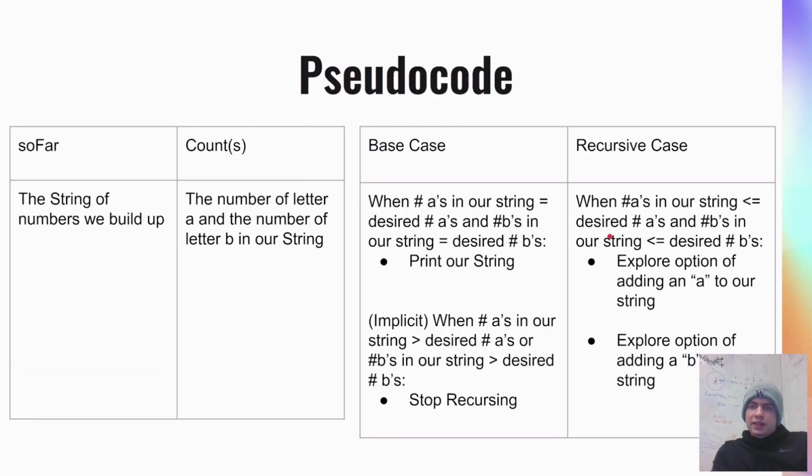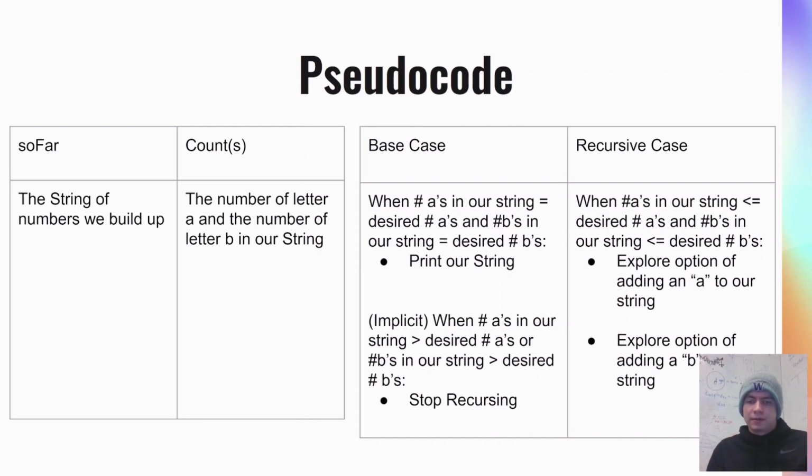Finally, for the recursive cases, when the number of A's in our string is less than or equal to the desired number of A's, and the number of B's in our string is less than or equal to the desired number of B's, we should explore all possible options. This means making a recursive call where we add an A to our string that we're building up, and making a recursive call where we're adding a B to the string we're building up.